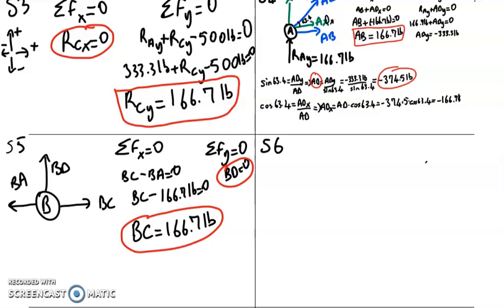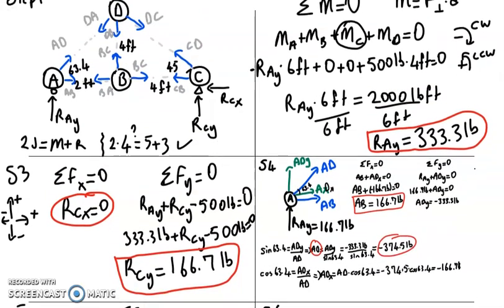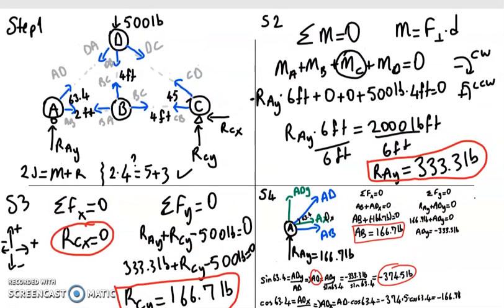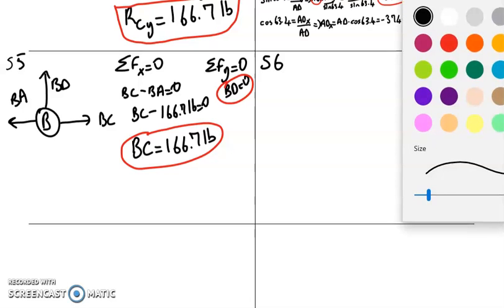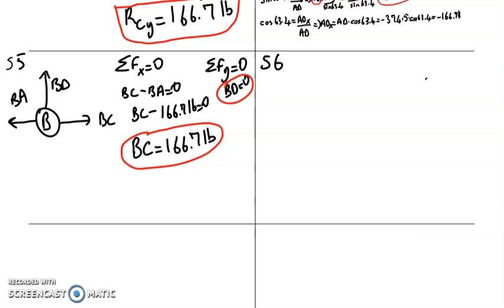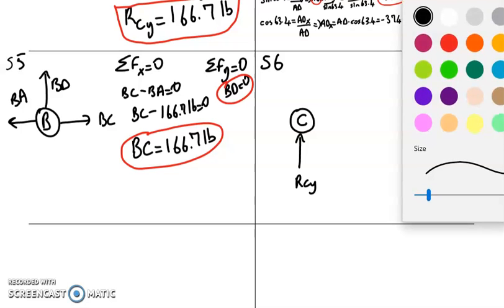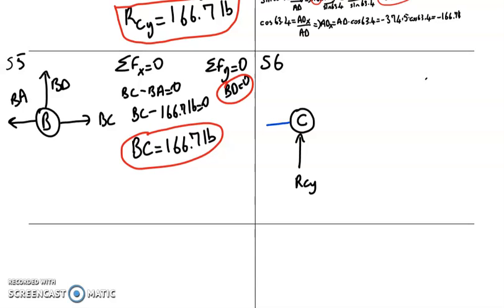Let's go to step 6. On step 6, you can go with point D, you can go with point C, but I would like to go with the point C. Okay, in point C, I have C here. So there is a RCY, and we have some internal forces. Let's show them. Blue internal force, this is CB to the left. And we have CD, and that angle is 45.